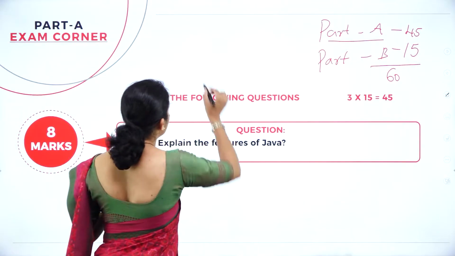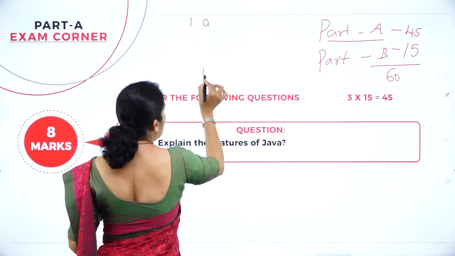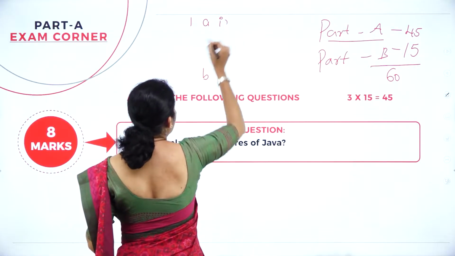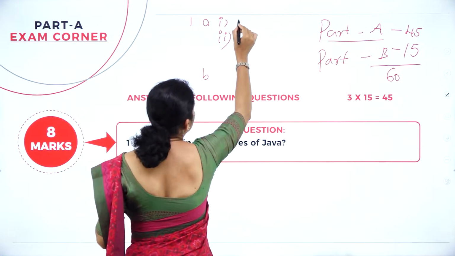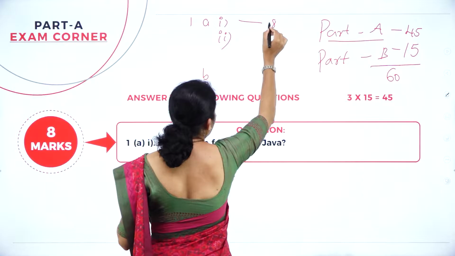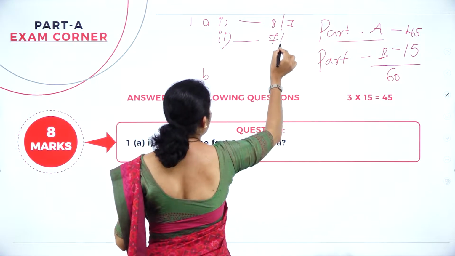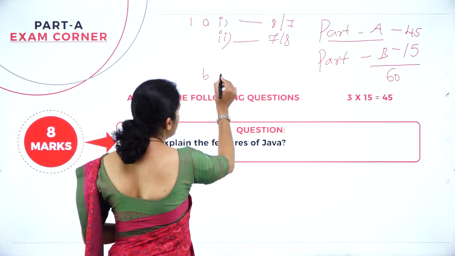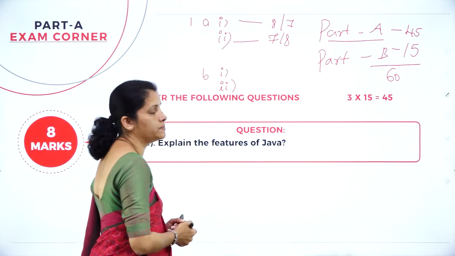In the sense, first question, I have A and I have B. So under A, I have options like I, that is 1, and this is 2. So it may be 8 marks or 7 marks, and this may be 7 marks or 8 marks. And under B, once again, first question, then second question.